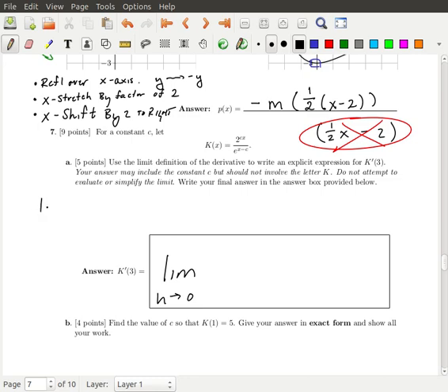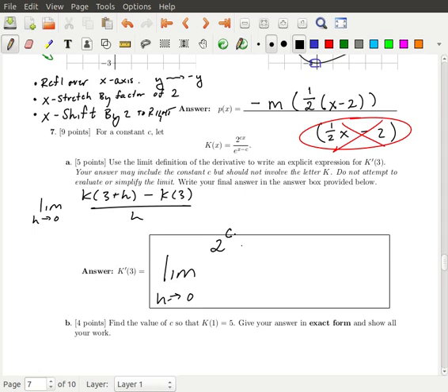Now I'm going to write the limit definition up here using the value k. So limit h goes to 0, k of 3 plus h minus k of 3 over h. But now we can't involve the letter k. We actually have to plug these numbers into the formula. So I'll just do that directly into the box.